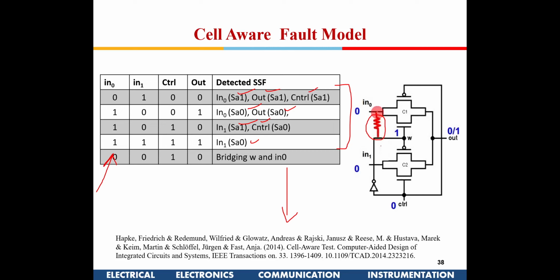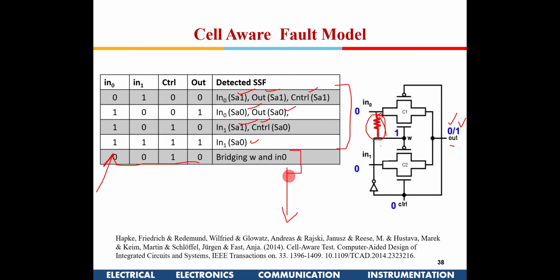Since this input is 0 here, the control value can come here, right? So for that, I give this particular test vector: in0 as 0, in1 as 0, and control as 1. If I am getting an output of 0, then it is not a fault. But if I am getting an output of 1, that means this control, which is 1 here, is coming here because of the bridging fault. If I get a 1 at the output, that means this bridging fault exists. So I can detect this bridging fault by this particular test vector.